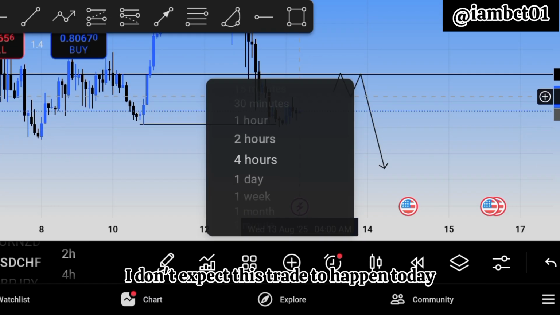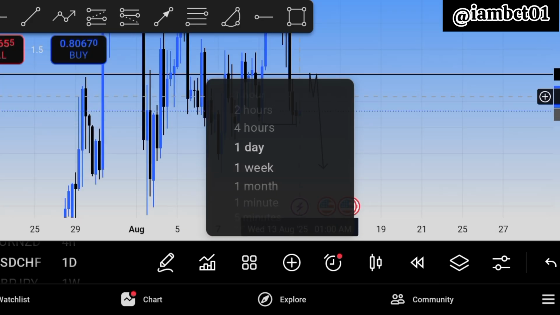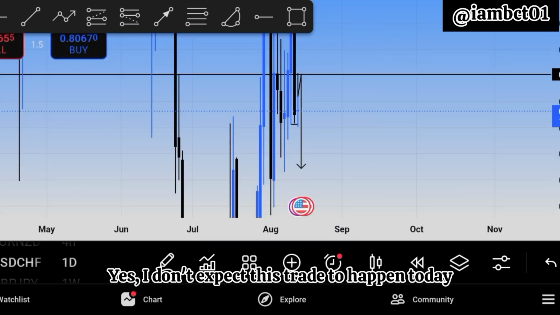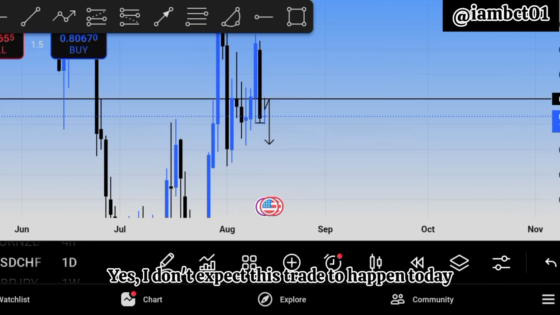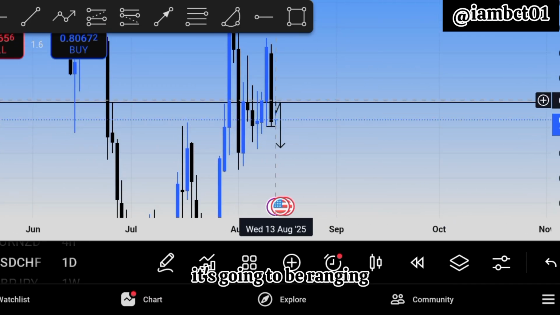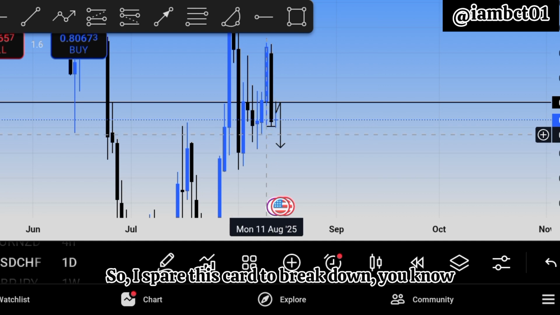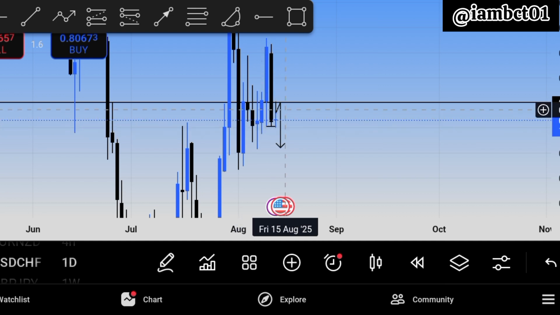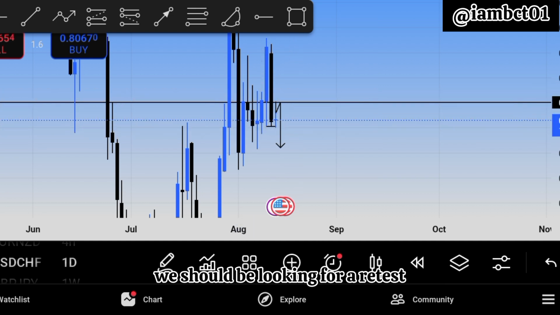I don't expect this trade to happen today. So I expect this candle, if it happens today, is going to be ranging. I expect this candlestick to break down and close somewhere below here. Then maybe from tomorrow we should be looking for a retest.